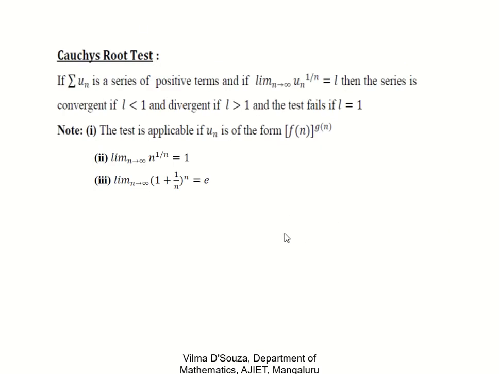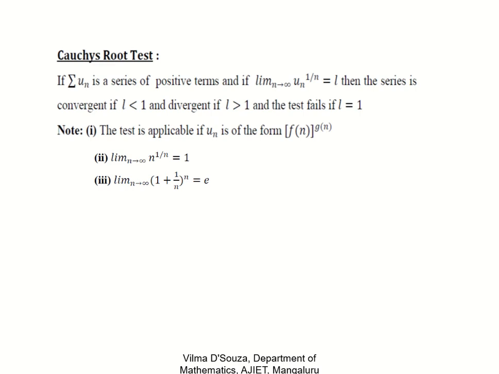So in this video session we will be studying two types of tests, Cauchy's root test and D'Alembert's ratio test, to check the convergence or divergence of a series. Now what is Cauchy's root test? If summation un is a series of positive terms and if limit n tending to infinity un to the power 1 by n is a finite number L, then the series is convergent if L is less than 1, divergent if L is greater than 1, and the test fails if L is equal to 1.